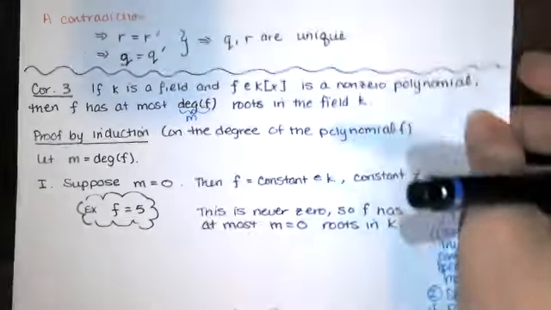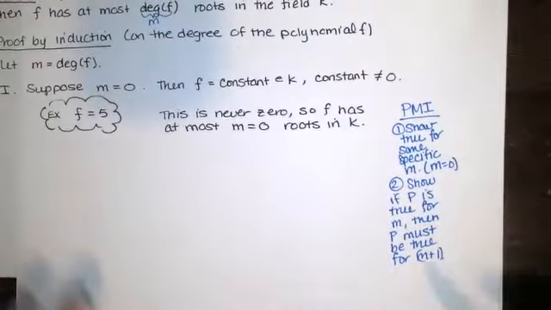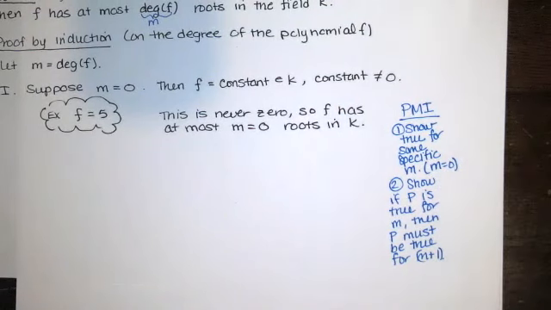Now, a lot of students who are new to proof might think of this as very cryptic, but what we're saying here is that if m is the degree of the polynomial, we want to show that if this is true for polynomials of degree m, then it has to be true for polynomials of degree m plus 1. So if this is true for polynomials of degree 5, then it must be true for polynomials of degree 6. And if it's true for polynomials of degree 6, it must be true for polynomials of degree 7, and so on and so on and so on.